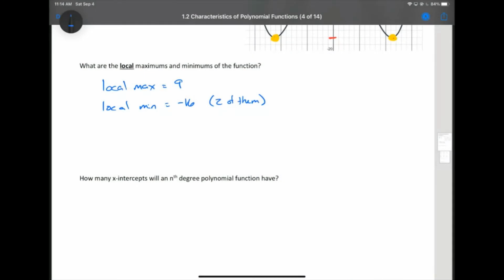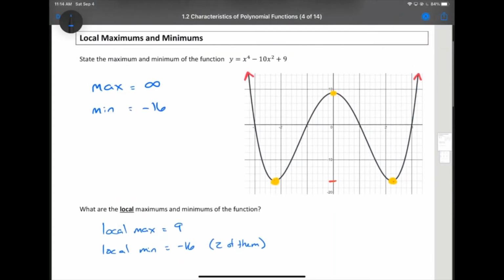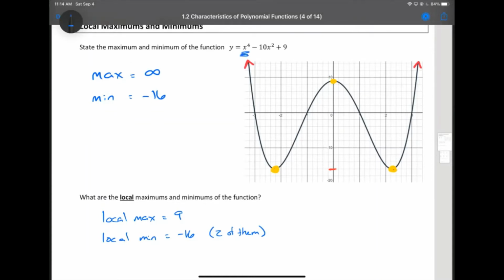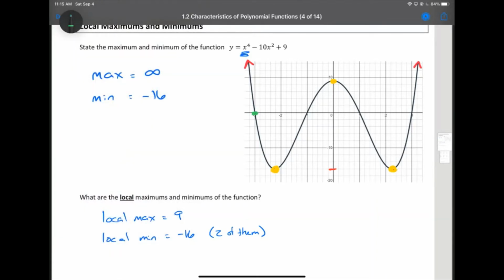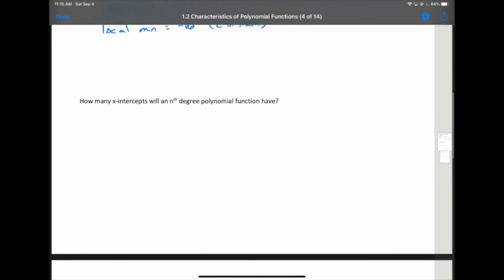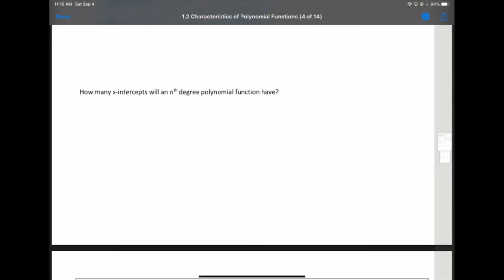Not that it's directly related to local maximums and minimums, but something we should look at is how many x-intercepts an nth degree polynomial function will have. Well, here we have a fourth degree polynomial. It's quartic. You can see that up there. And it seems to have 1, 2, 3, 4 x-intercepts. Is that just a coincidence that it's degree 4 and it has 4 x-intercepts? It is not.